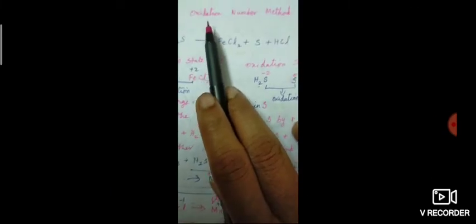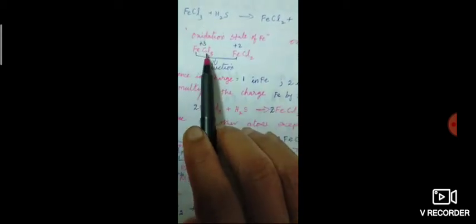Dear children, in previous classes we have seen the balancing of oxidation-reduction reactions by the ion-electron method. Today we are going to see the oxidation number method. The oxidation number method is very easy. Why? Because you know how to calculate the oxidation number for a particular element from the compound.